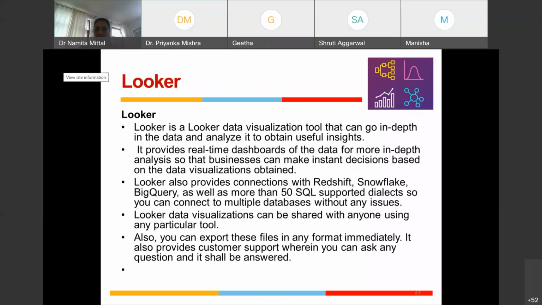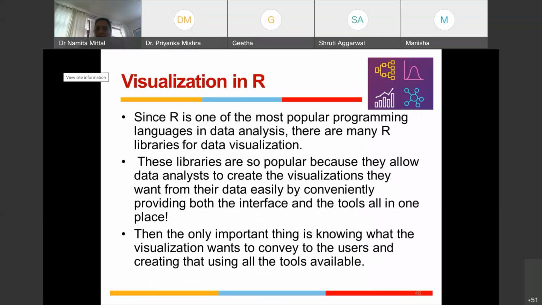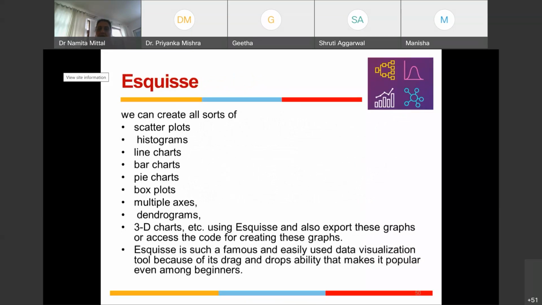The next visualization tool is Looker. Looker is again paid, but is very good. Visualization in R will be taught today only, or maybe next week, maybe tomorrow. We have one more visualization tool, that is FDP. It has scatter plots, histograms, line charts, and it is basically for 3D purposes.